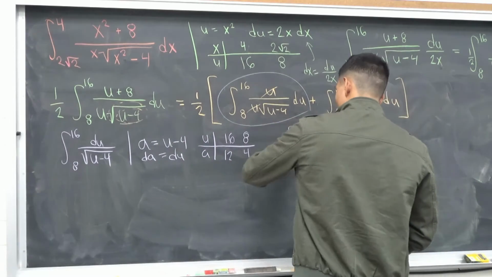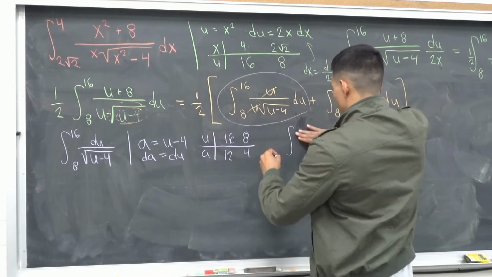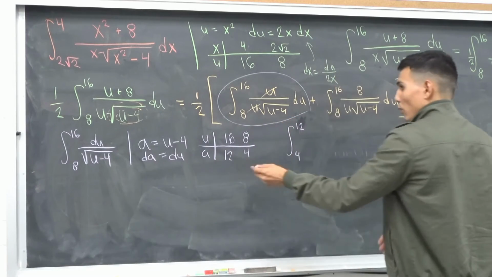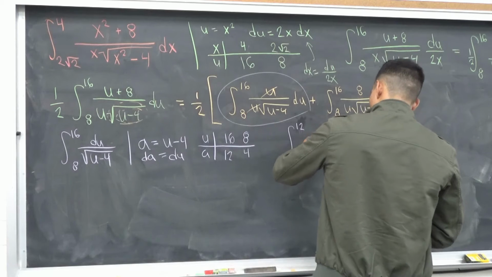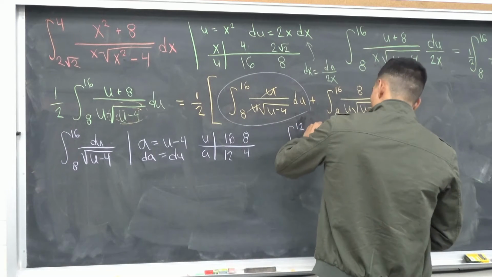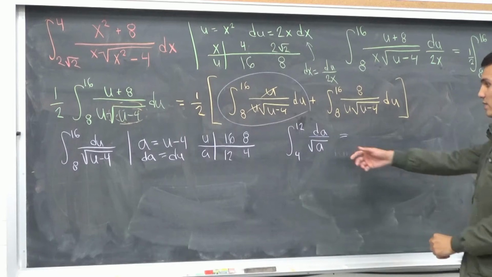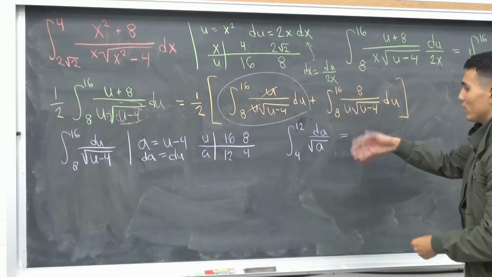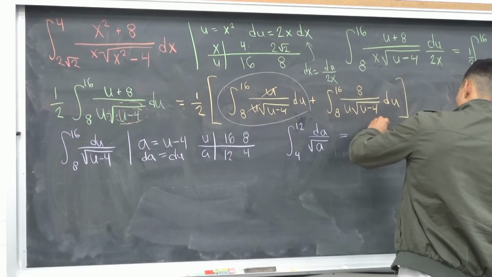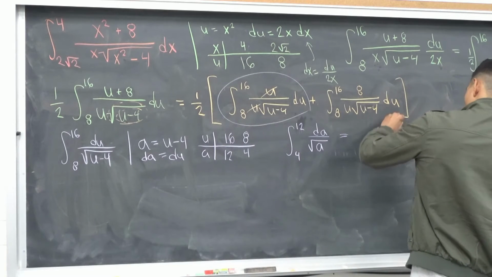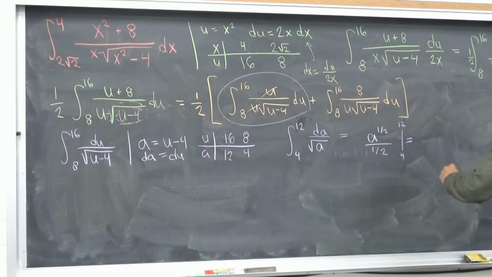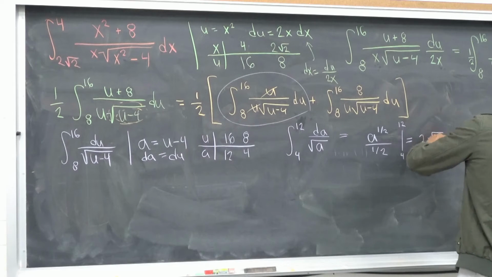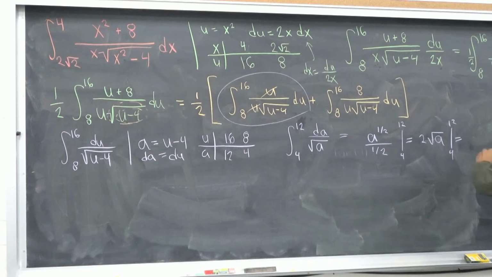Okay, so now I got this new integral, which is from 12 to 4 square root a da. And yes, now as you can see, look at this, this is super easy. And this will be a to the, okay, so negative 1/2 plus 1 is positive 1/2, divided by 1/2, from 12 to 4. In other words, this is 2 square root a from 12 to 4, which is 2 root 12 minus 2 root 4.